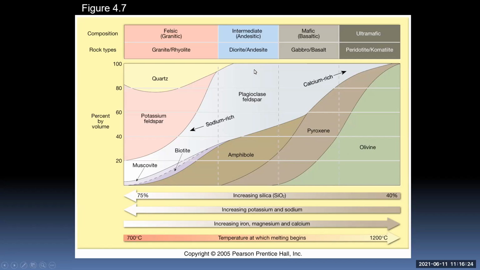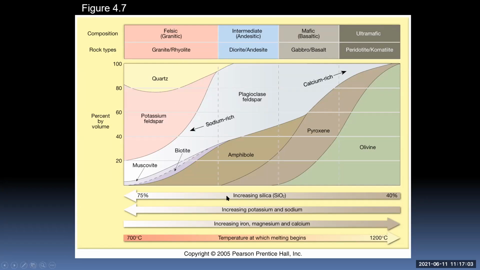Intermediate igneous rocks are going to have a lot of plagioclase feldspar, a significant amount of amphibole, but they're not going to have any muscovite. Mafic igneous rocks have a fair amount of plagioclase, sometimes a little amphibole, sometimes not, a fair amount of pyroxene, and maybe even a little olivine. Our ultramafic rocks are going to have lots of olivine, a fair amount of pyroxene, some plagioclase, but certainly no quartz.